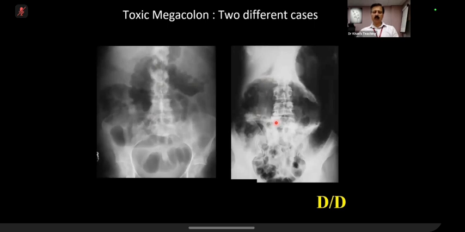If there are thumbprints, there is thumbprint in keeping with mucosal thickening, and there are some filling defects within the air-filled lumen in keeping with inflammatory polyps.